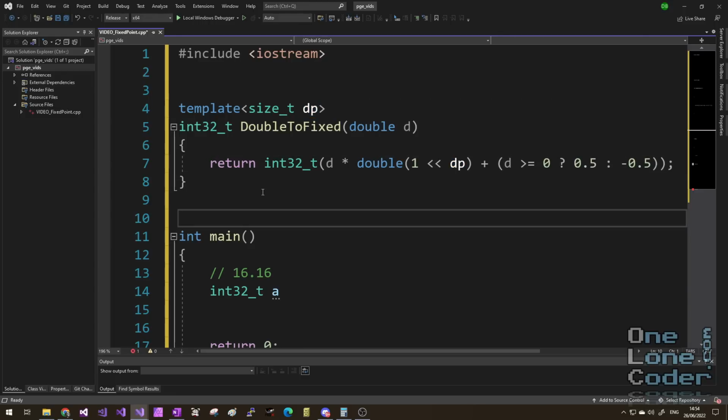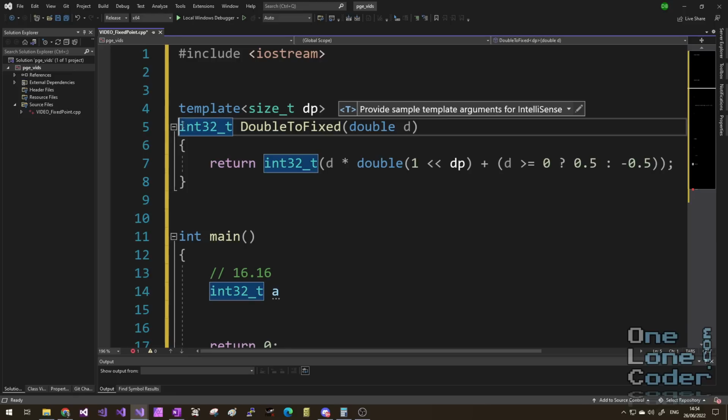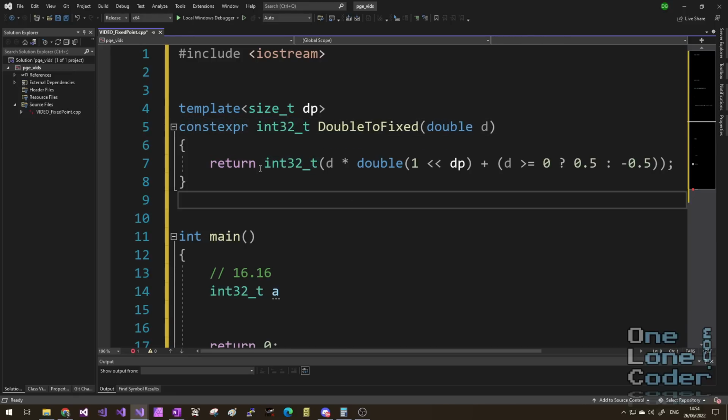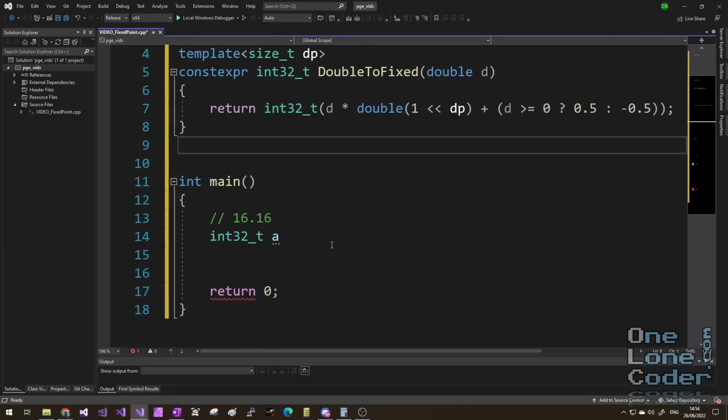Now I'm going to do something a little unusual for one lone coder. I'm going to start using constexpr almost everywhere in this video, because it's interesting to let the compiler do some of these things at compile time rather than waiting for runtime, and we'll see how this pans out.